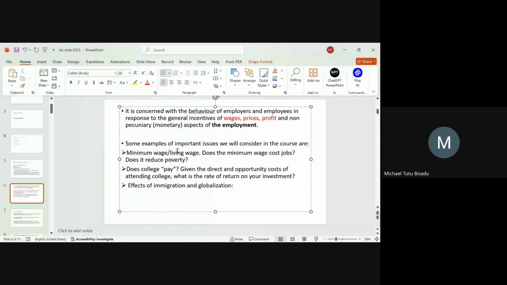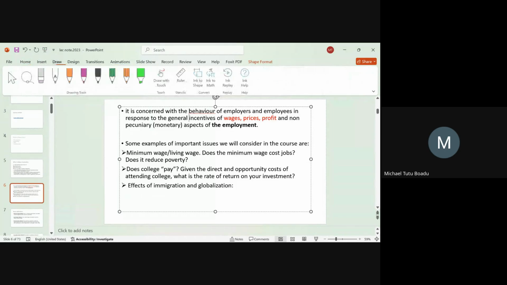So let's look at some examples of important issues we will consider in this course. We'll look at the minimum wage or the living wage. What is the minimum wage or the living wage? The minimum wage is the lowest amount that you have to receive if you work for someone per day. And in Ghana, it is determined by the tripartite committee.